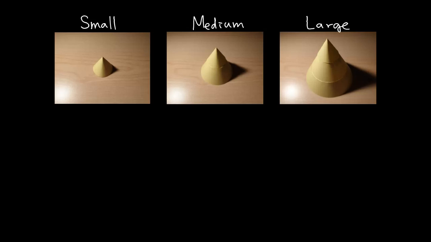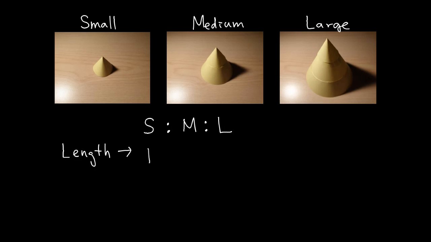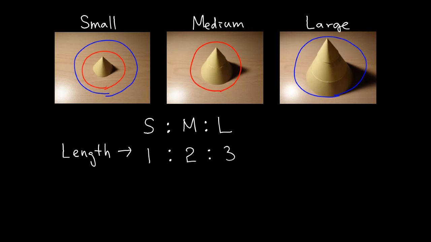Now, let's talk about the ratios of these 3 cones. First, the length ratio of the small cone to the medium cone to the large cone will be 1 to 2 to 3, because each of the solids A, B, and C had exactly the same height. And the height of this medium cone will be twice the height of the small cone, and in the same way the height of the large cone will be exactly 3 times that of the small cone.